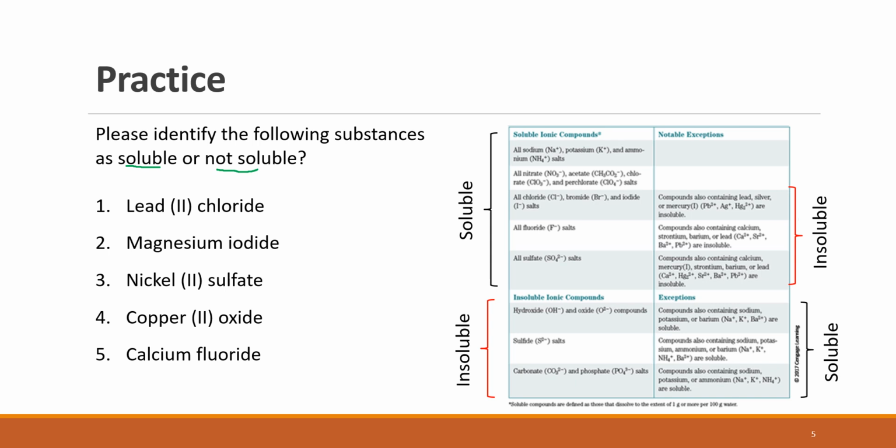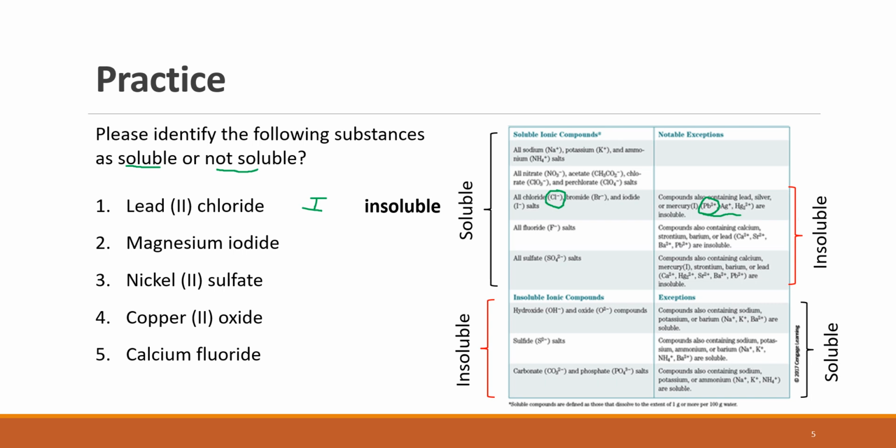Let's start with the first one here. So lead 2 chloride. When I'm trying to figure out if lead 2 chloride is going to form a solid or if it's going to be soluble, I would look for the chloride ion first. So I see chlorine's right here, and it says that chlorine's almost always soluble. The exceptions, so when it's going to form a solid, is if it's attached to lead, silver, or mercury. And in this case, it is attached to lead. So since it's attached to one of the exceptions, this guy is going to be insoluble, meaning it will form a solid.